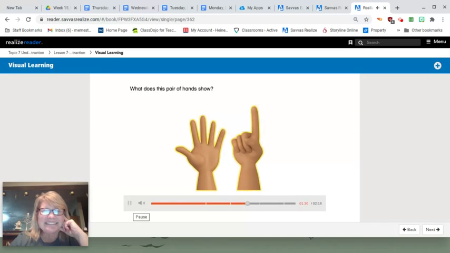What does the pair of hands show? Hey, that's what I was just doing. The hands show 6 fingers, and 1 finger has been put down. 6 marbles and 1 crossed out. 5 are left.